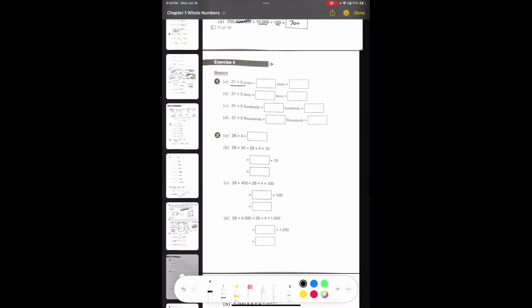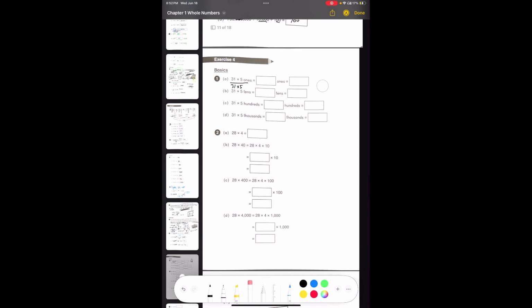Now we see 31 times 5 ones, that's just 31 times 5, and 31 times 5 is 155. So 31 times 5, 5 times here, and 5 times here. So it's 5 and 15, so 155 ones. And we know this because it's basically having one thing 155 times, which is just 155. So the answer is 155.